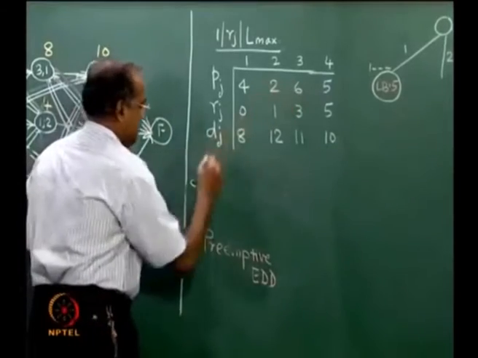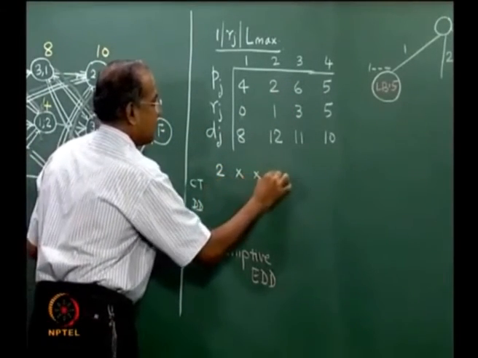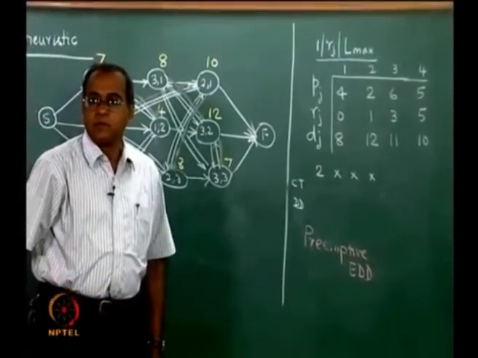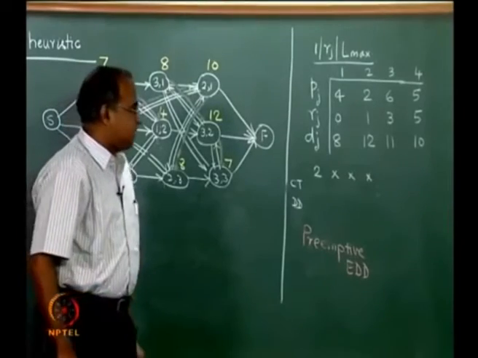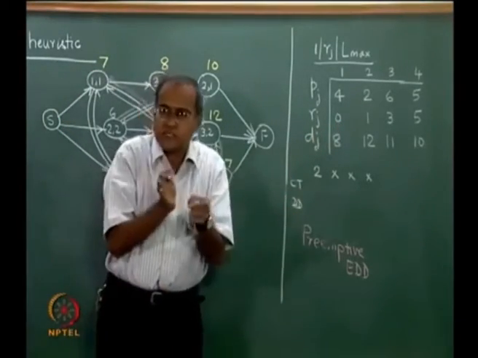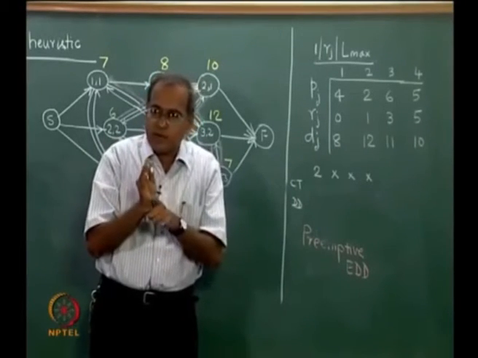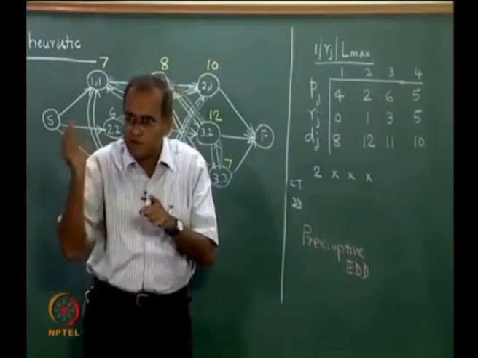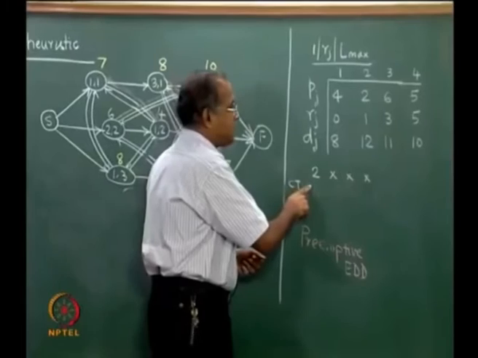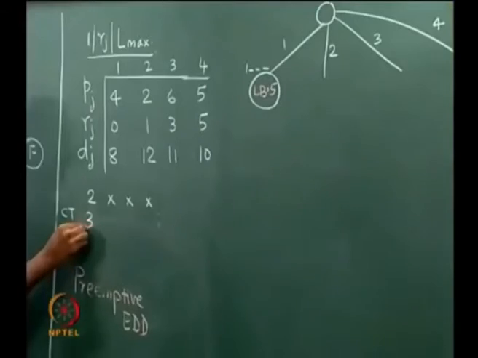Now, we start with job 2 as first. Now job 2 as first, here we have to fix it. For the fixed jobs you cannot apply the preemptive EDD, you can apply the preemptive EDD only for the jobs that are not fixed in the partial sequence. So 2 is fixed in the partial sequence, so 2 starts at time equal to 1 and finishes at time equal to 3.